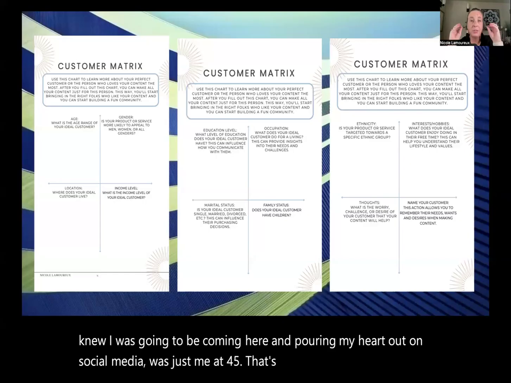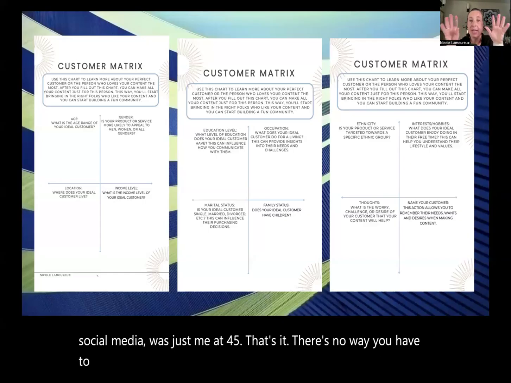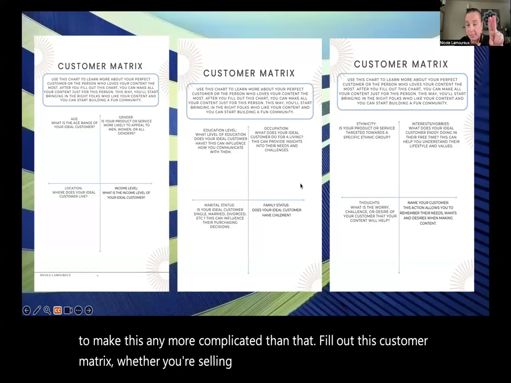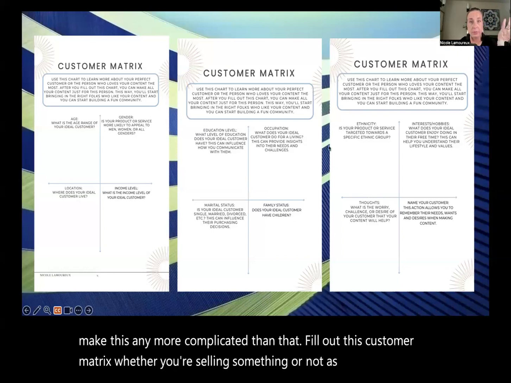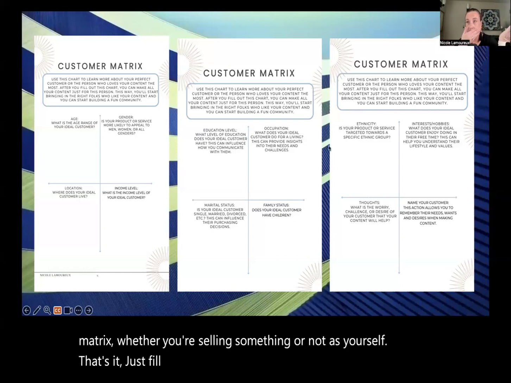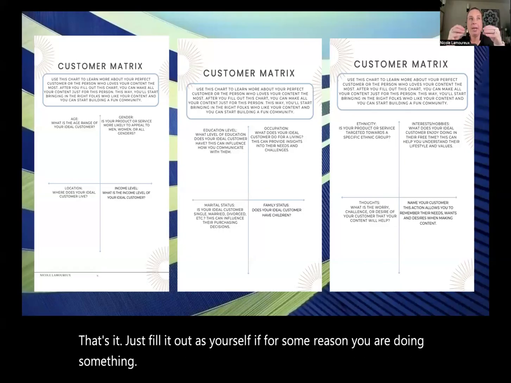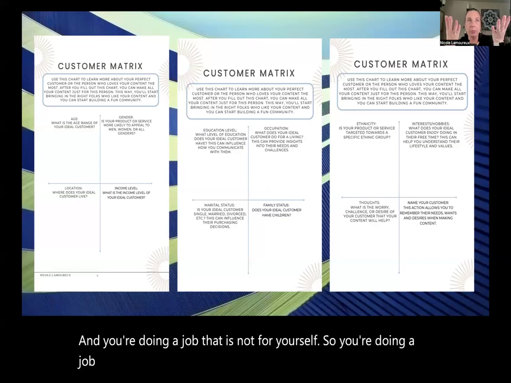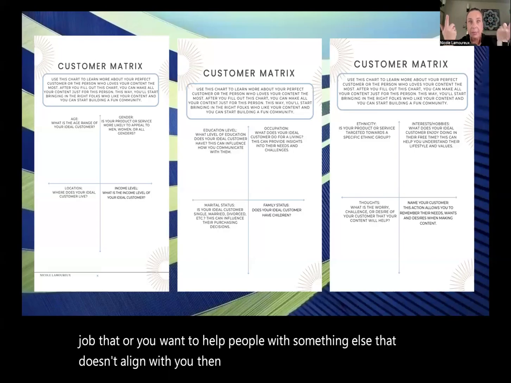That's it. There's no way you have to make this any more complicated than that. Fill out this customer matrix, whether you're selling something or not, as yourself. That's it. Just fill it out as yourself. If for some reason you are doing a job that is not for yourself, or you want to help people with something else that doesn't align with you, then you need to think about who you're helping.